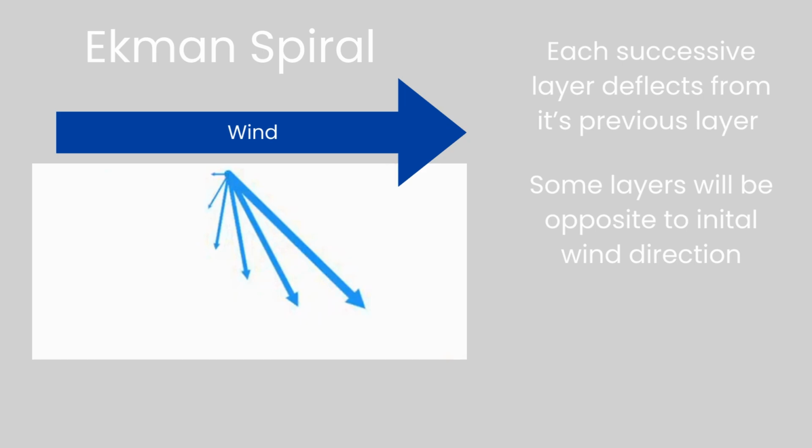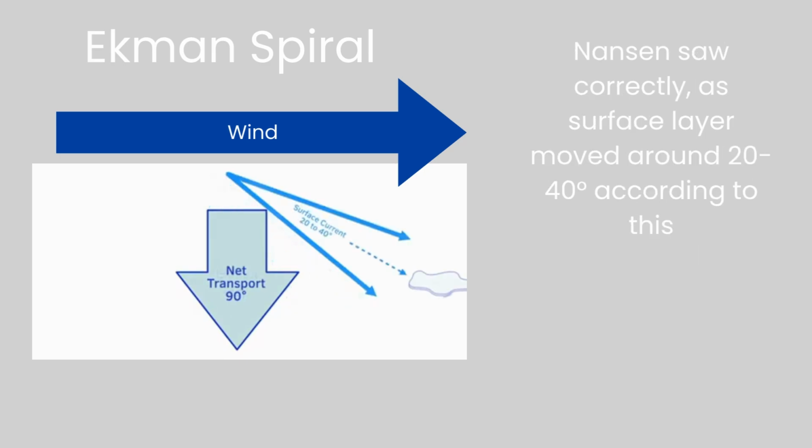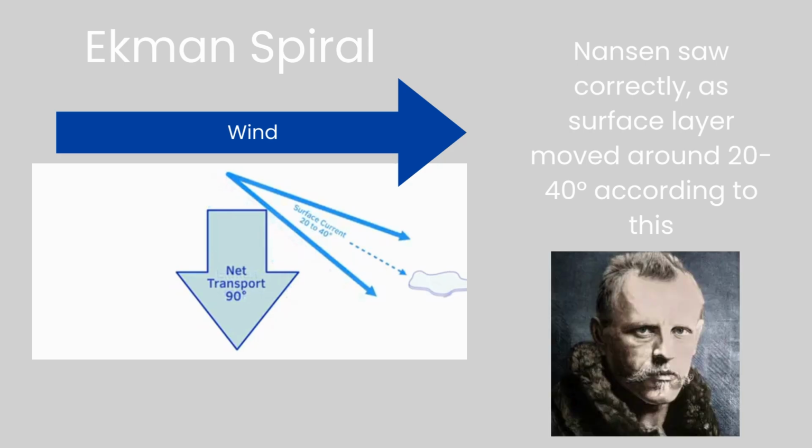Because of this, if you were to sum up all the layers of the water, what you'd have is a net movement 90 degrees to the original wind direction. And as we've seen before, it would be 90 degrees to the right if it was in the northern hemisphere, and 90 degrees to the left if it was in the southern hemisphere. According to Ekman, the top layer should move around 20 to 40 degrees, which is what Nansen saw.